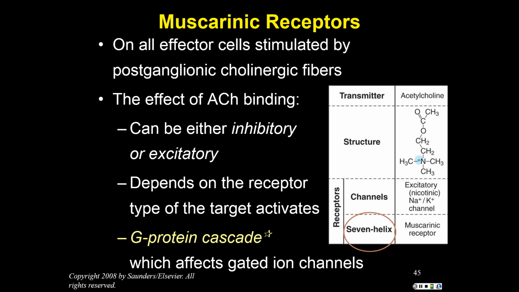the same. So depending on the cell type, acetylcholine may be excitatory at a tissue, or it actually may have an inhibitory effect at a particular tissue. It just depends on the receptor, on the tissue, and what that tissue is designed to do.